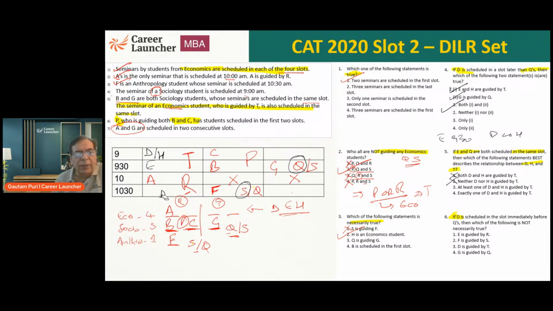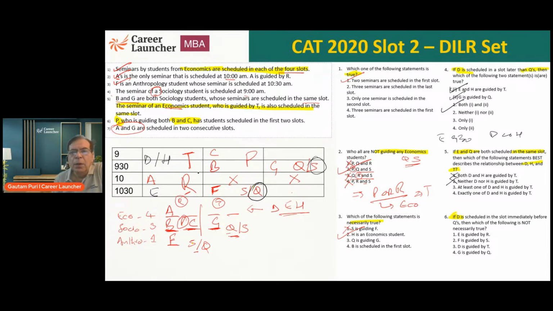Now let's look at the other case, which means we look at E not at 9:30 a.m. but at 10:30 a.m. And E and Q are in the same slot. That means Q will be guiding F. And both D and H will be in the 9 and 9:30 slots. Between D and H, who's at 9, who's at 9:30, we don't know. And G will be guided by S. Okay. Now, the remaining two statements.